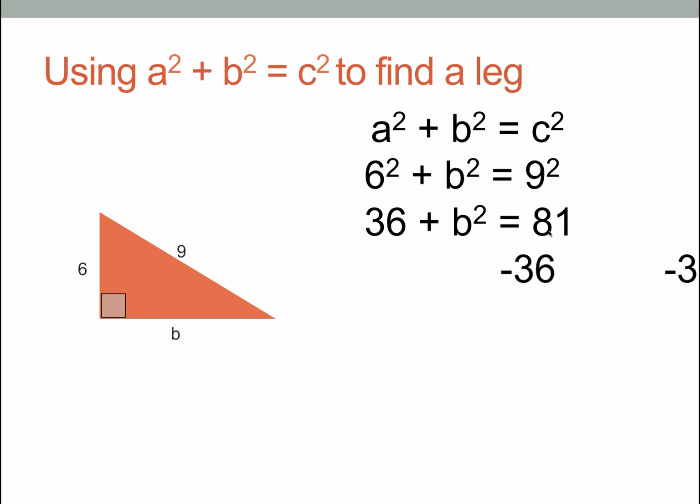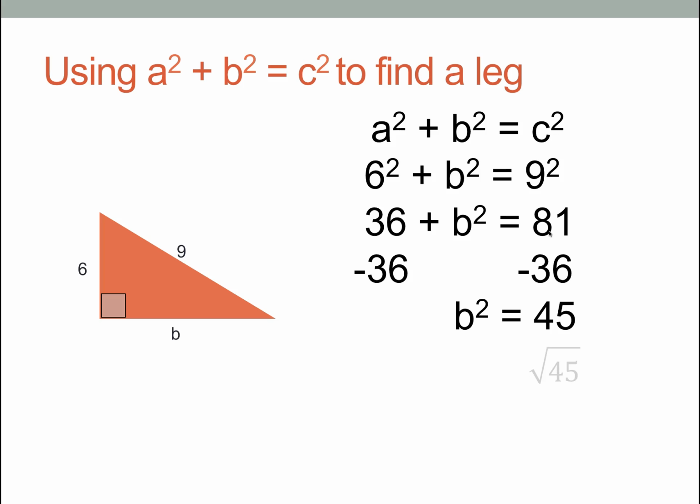So we have to undo the 36. We'll subtract 36 from both sides, and we get b squared is equal to 45. So b is going to equal the square root of 45. Here's one where you're going to need your calculator, because this is not a perfect square, so it may not be a number that you can quickly do in your head and figure out what the square root is.